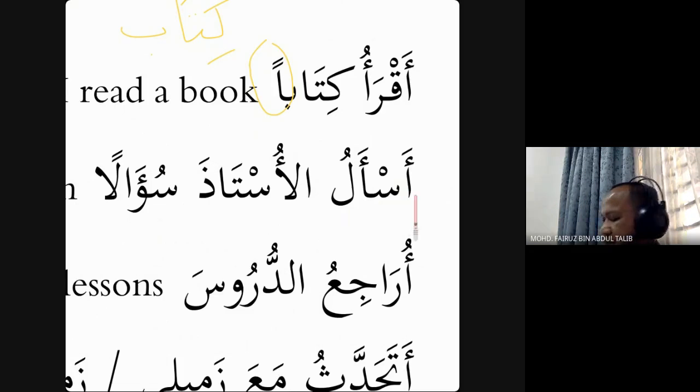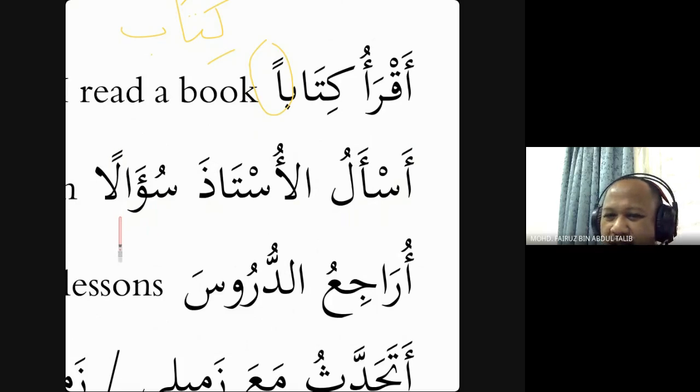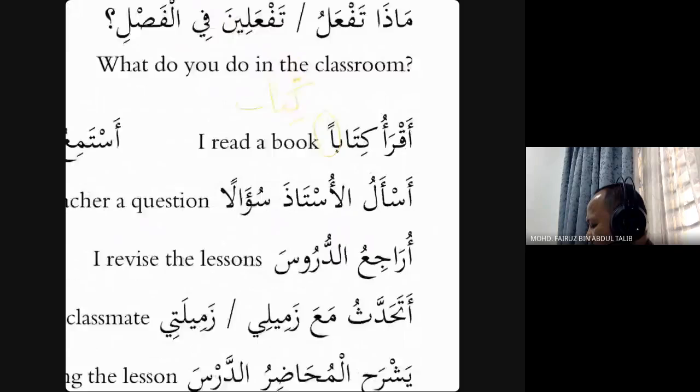And then you can change this accordingly. As'alu al-ustaz. I ask the teacher. I ask the teacher su'alan. So this word is actually su'al without this part. Su'al is a question. As'alul ustaz su'alan. Okay, I ask the ustaz a question. Okay, so this is the word as'al. I ask. You can just say as'al ustaz. Or you can just say as'al su'alan. I ask a question. Or you can say in full as'al al-ustaz su'alan. I ask the teacher a question. Okay, that is the verb as'al.